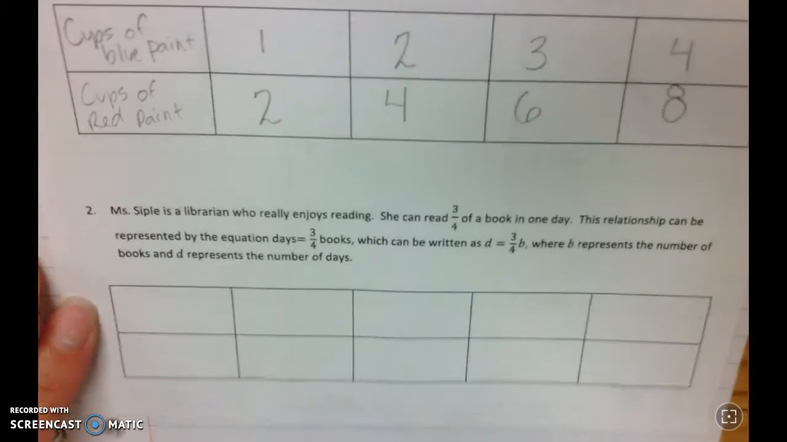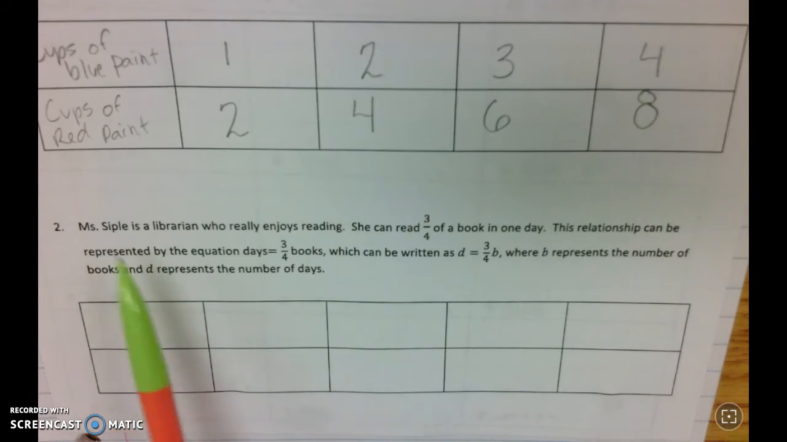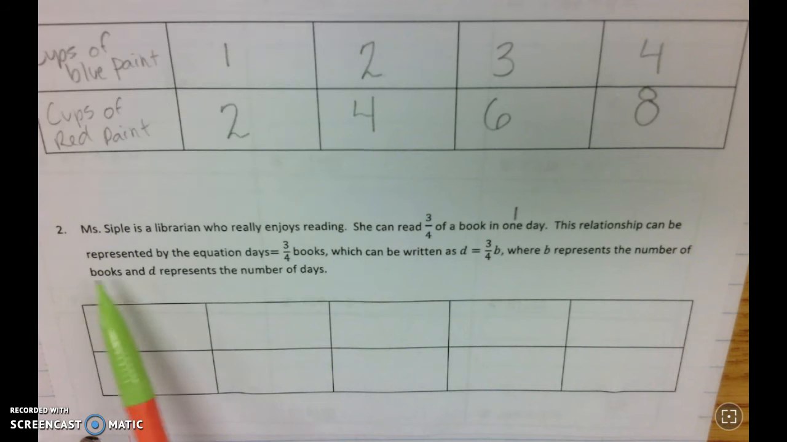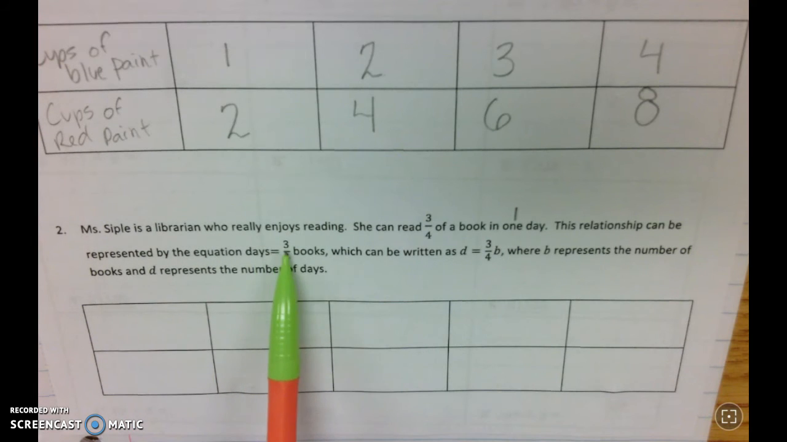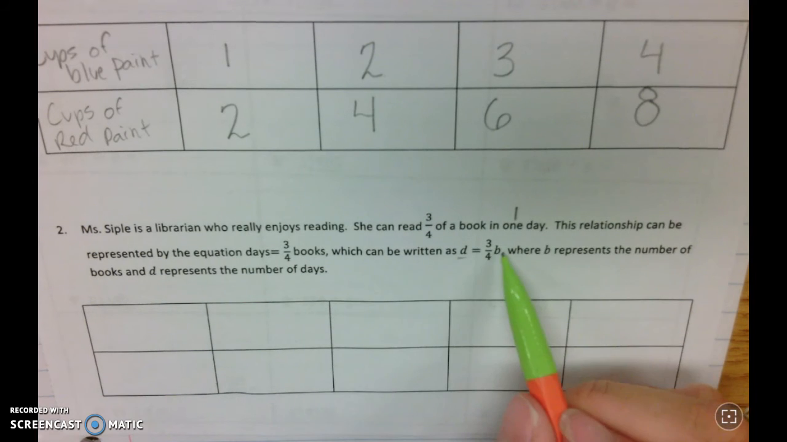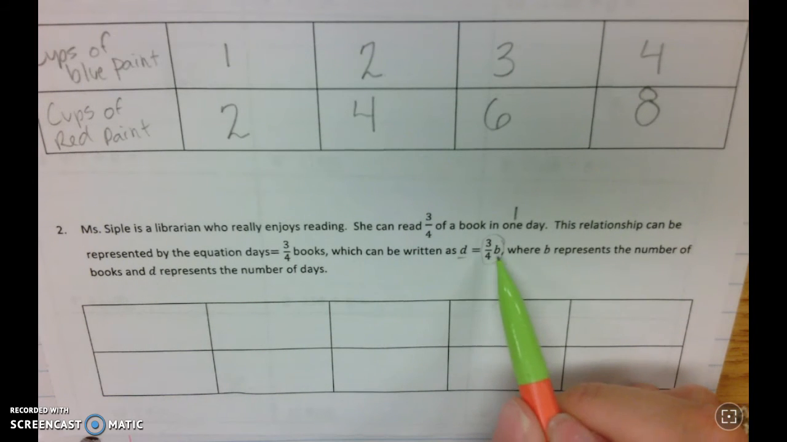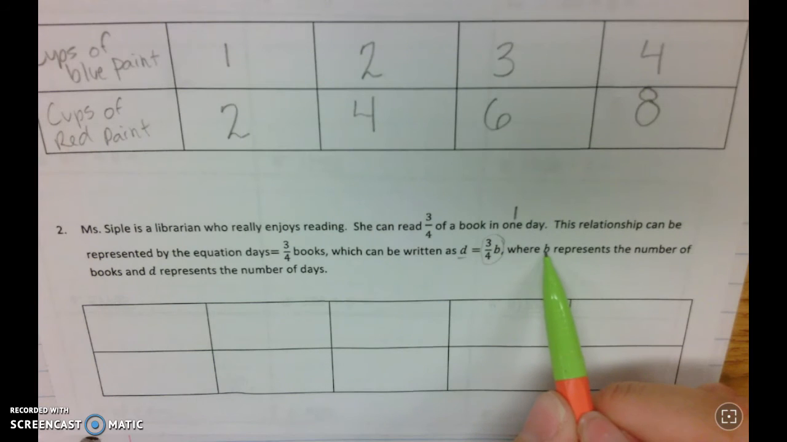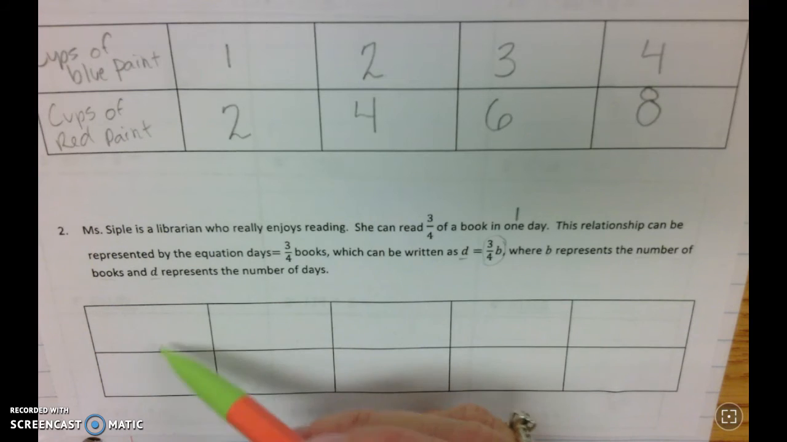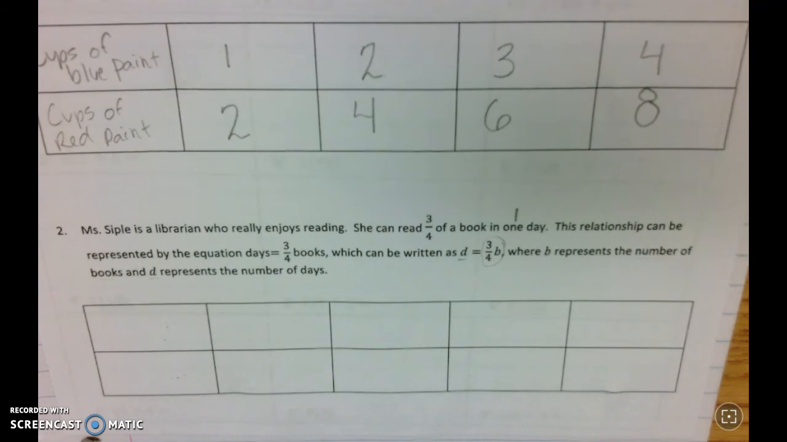Let's do another example. Example 2 has Miss Sipple is a librarian who really enjoys reading. She can read 3/4 of a book in 1 day. This relationship can be represented by the equation days equals 3/4 books, which can be written as D, a variable for any amount of days, and then juxtaposition here means 3/4 times the number of books, where B is a variable for any number of books, and D represents the number of days. So in your table, see if you can figure out what two labels you would put in those two places.